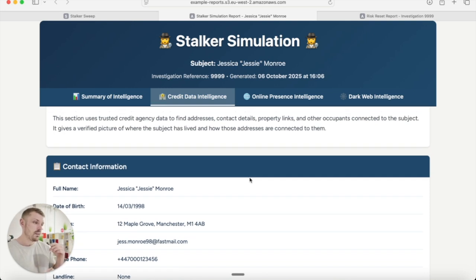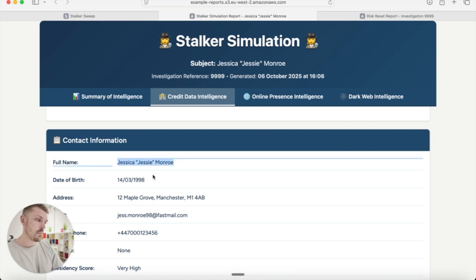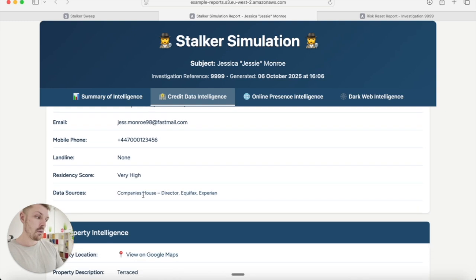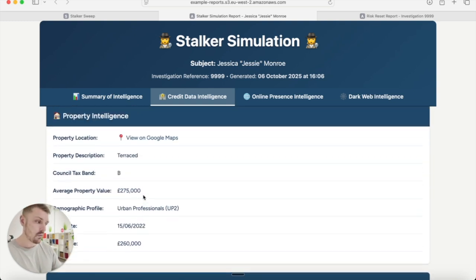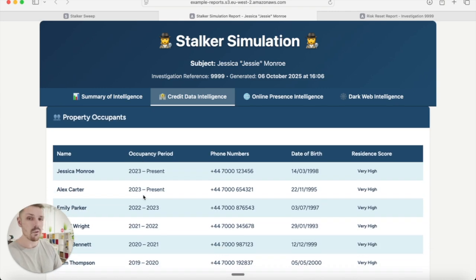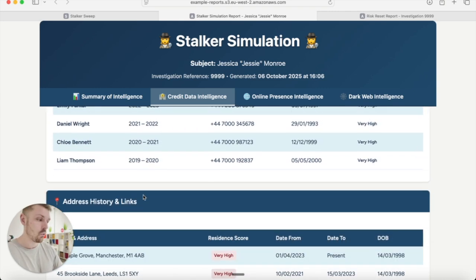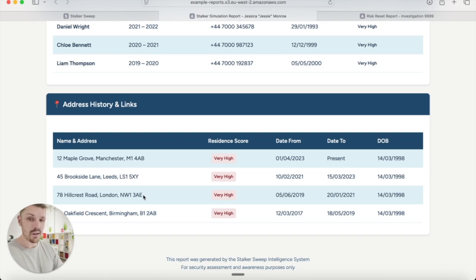When we spend money, it's logged, it's sent to a database. When we spend money, it's logged again, it's sent to the same database. We spend money, it's logged, it's sent to the same database, until they can accurately map a profile of you. And that profile will consist of full name, date of birth, where you live, your email, your mobile number, how likely it is that you still live there right now, where they got the data from, values of the house, who lives at your house, who lived at your house before you, where else have you lived.